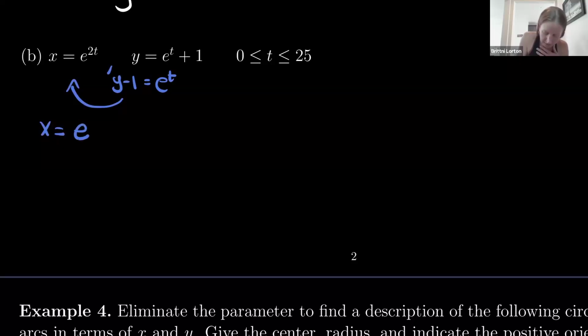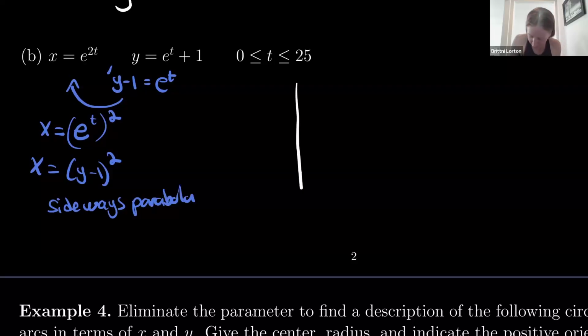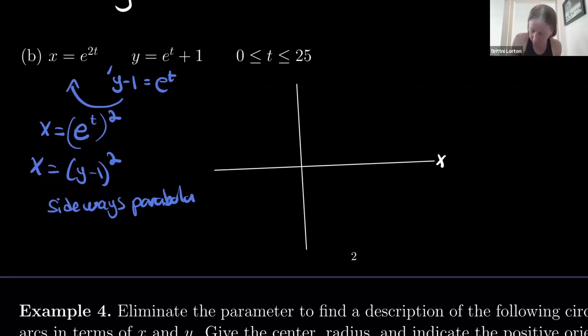And if you notice, I have x equals e to the 2t, which is the same thing as x equals e to the t squared. So now I have x equals y minus 1 squared, which we know is a sideways parabola. Okay, so now I've eliminated the parameter. That's really good. Now I have to graph that, the sideways parabola. Also, that's a sideways parabola with a shift of 1 unit in the y direction, up by 1.